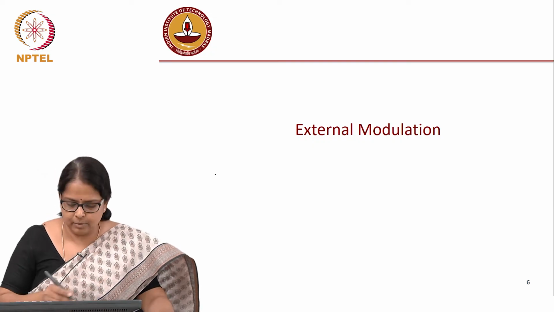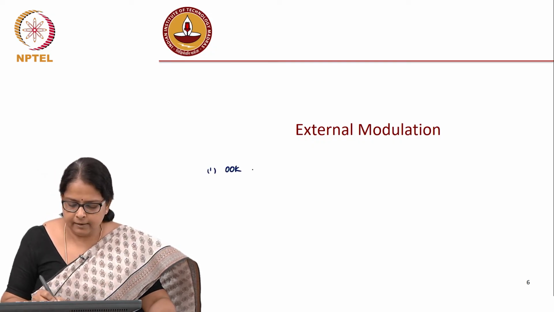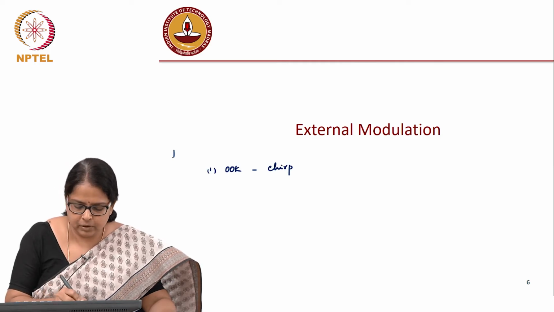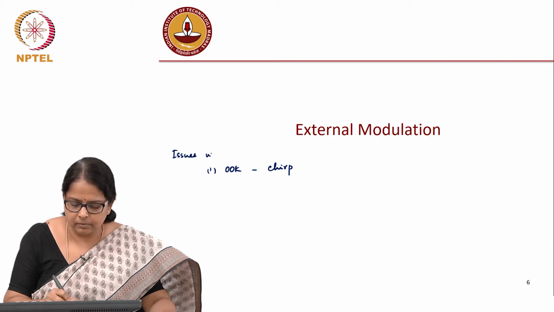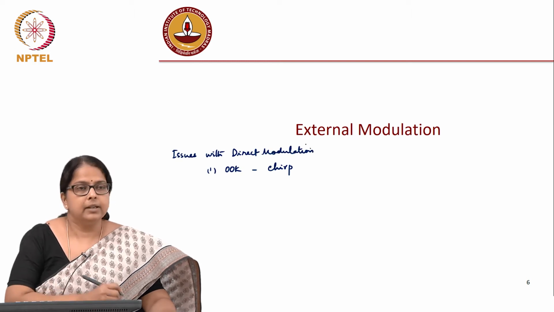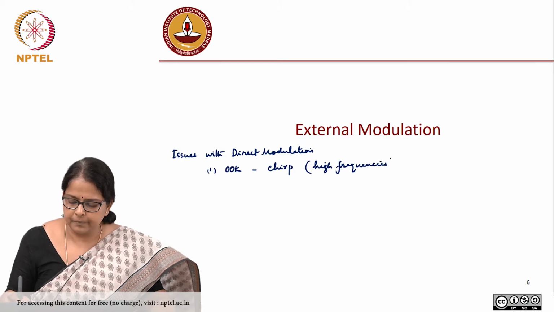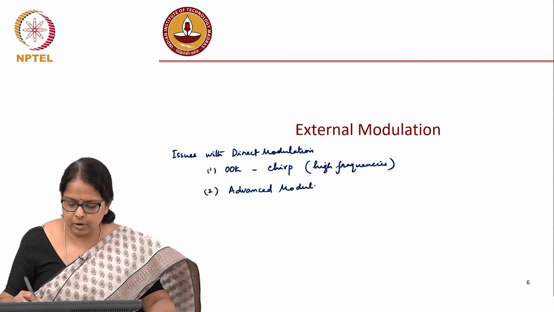So, why do we need external modulation? In on off keying, one problem with direct modulation is chirp. So, the issues with direct modulation: in the case of on off keying, chirp, especially at high frequencies, and the second is you cannot generate advanced modulation formats.